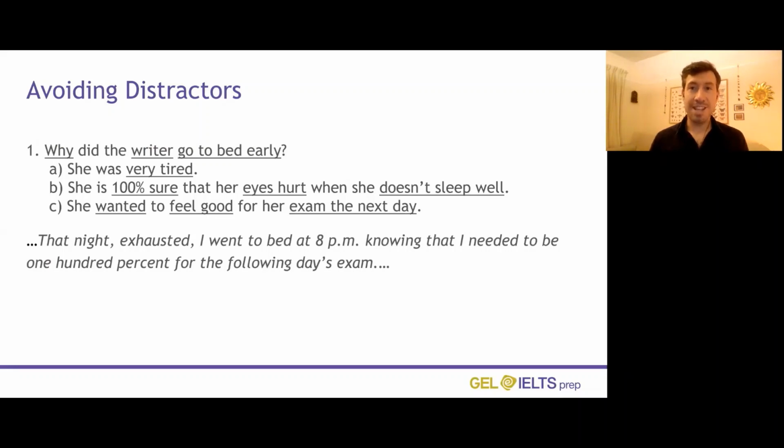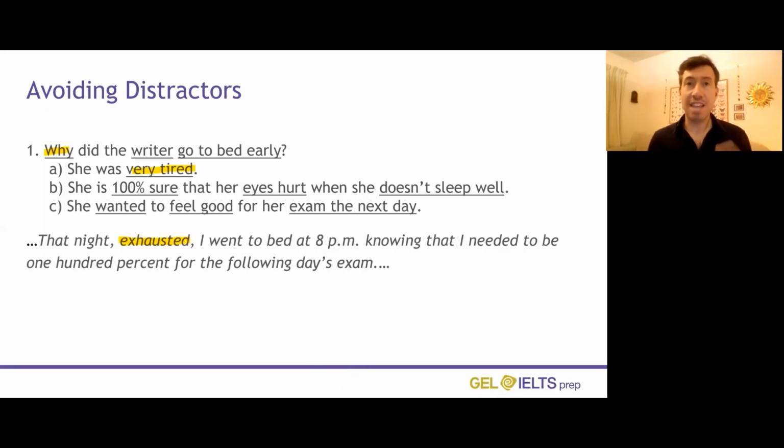Okay, let's have a look together. We'll go through one at a time. So let's see. Why did the writer go to bed early? She was very tired. Well, let's have a look. It says, that night, exhausted, I went to bed at 8 p.m., knowing that I needed to be 100% for the following day's exam. Now, if we have a look here, very tired and exhausted have the same meaning. But we want to know, why did she go to bed? And here it doesn't say she went to bed because she was exhausted. Here it just says, that night exhausted, I went to bed. That means she felt exhausted when she went to bed.